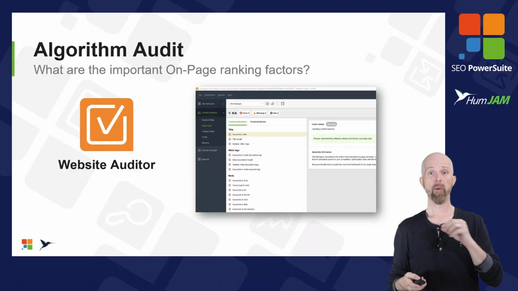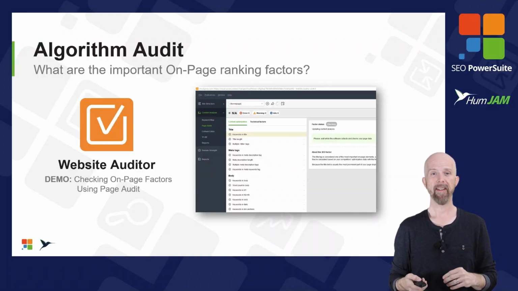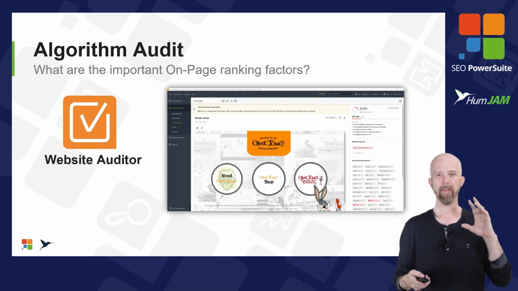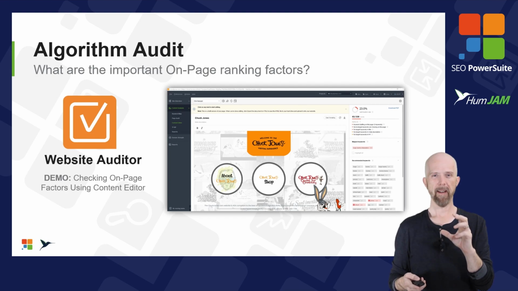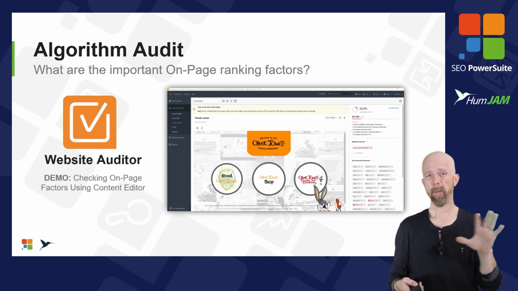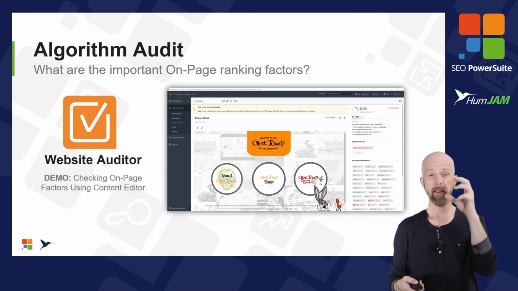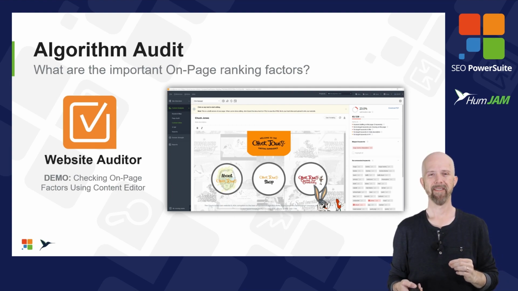Cool. That was enlightening to see all the issues that are going on. So now let's dive in a little bit deeper to see some of the details on the on-page factors using the content editor. So we looked at and did the website auditor. Now we're going to dive into the content itself. So join me over there. I love this part of the tool. Let's look at the content itself.